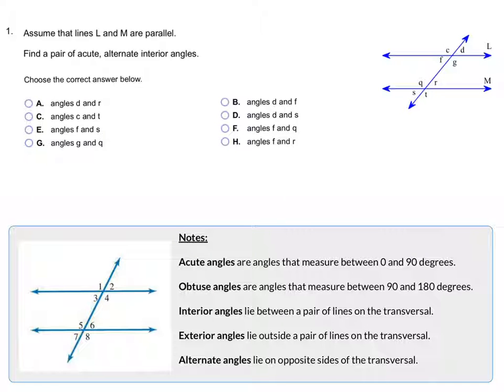Properties of angles. Assume that lines L and M are parallel. Find a pair of acute alternate interior angles.